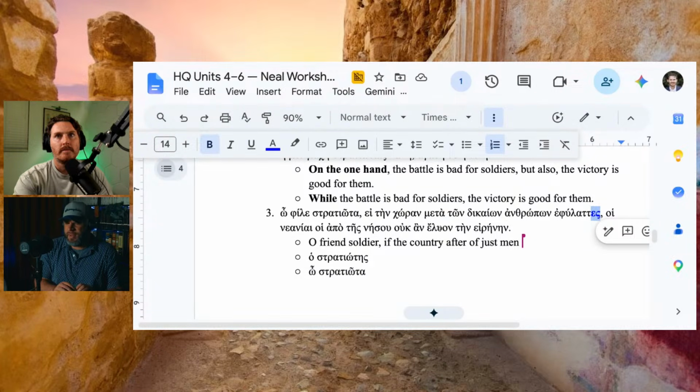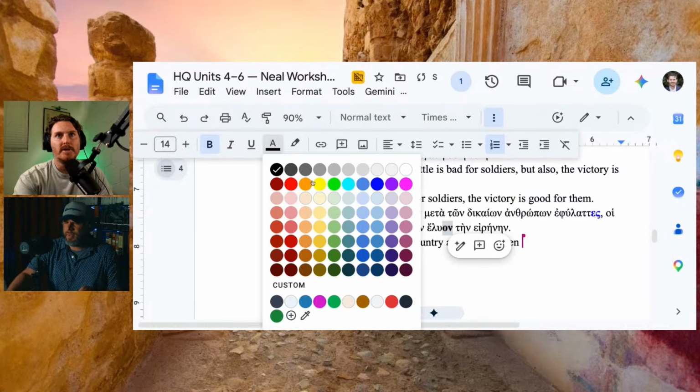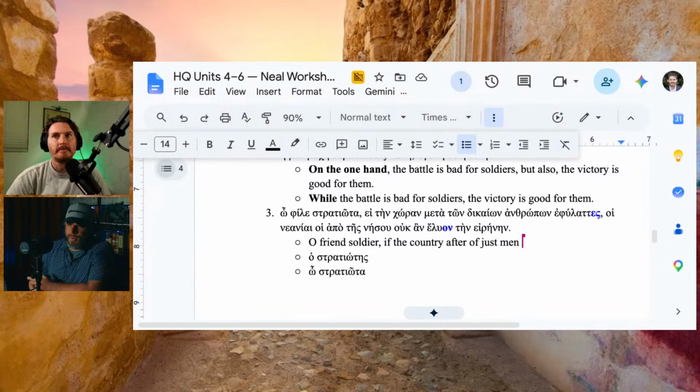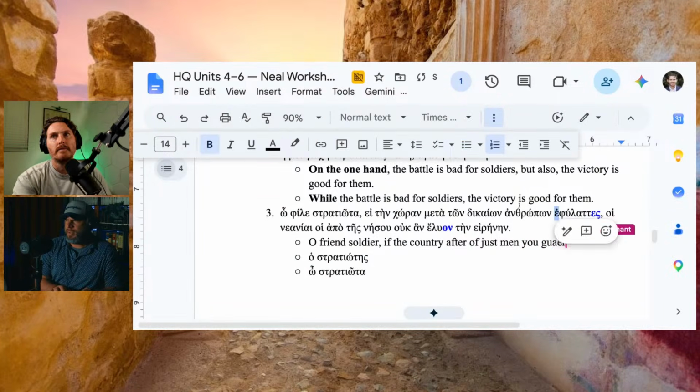What is it doing? What person is it? Oh, it is. Go through the paradigm of phulatto. Ego phulatto, su... Oh, it's second person. Phulattes, right? Second person. So you guard. You guard, but yeah. Guard. Yeah, you guarded. Mm-hmm. Hoi neaniai.